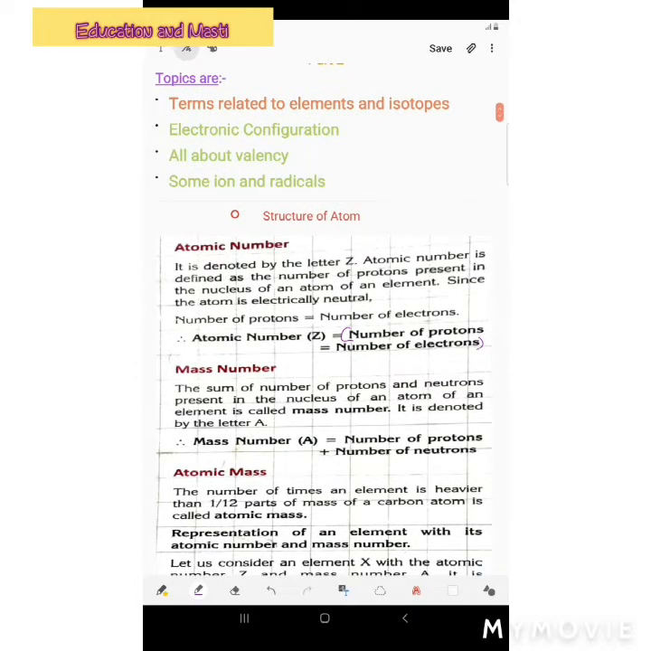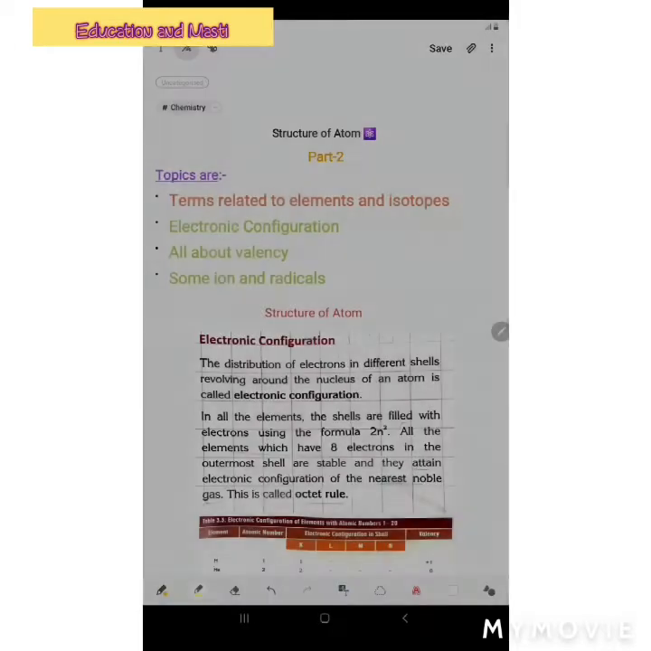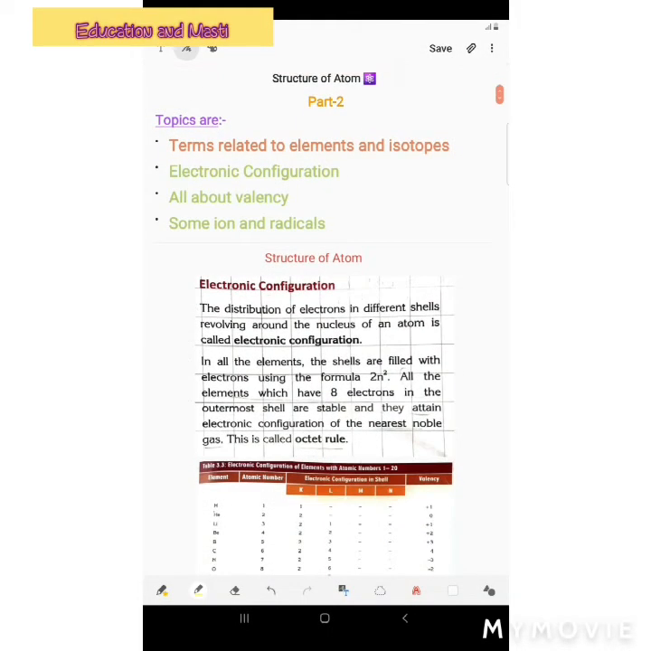Now let's move to the next point, that is electronic configuration. So what is electronic configuration? The distribution of electrons in different shells revolving around the nucleus of an atom is called electronic configuration. The nucleus, you know, is at the center, and these are the shells, and the distribution of the electrons which revolve around the nucleus in these shells is called electronic configuration.